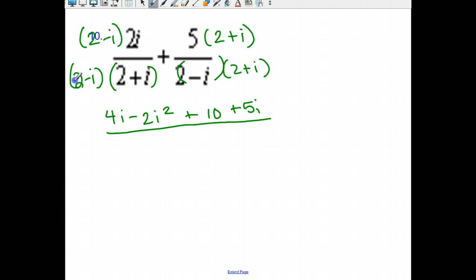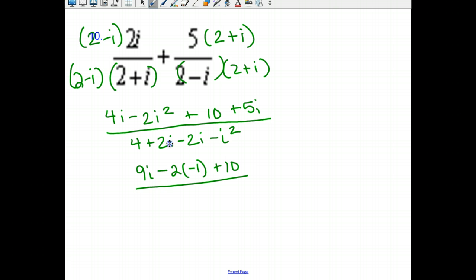In the denominator, go ahead and distribute. 2 times 2 is 4. 2 times i is 2i. Negative i times 2 is negative 2i. And negative i times i is negative i squared. Now we need to clean this up. In the numerator, 4i plus 5i is 9i. Minus 2, change the i squared to a negative 1, and then plus 10.